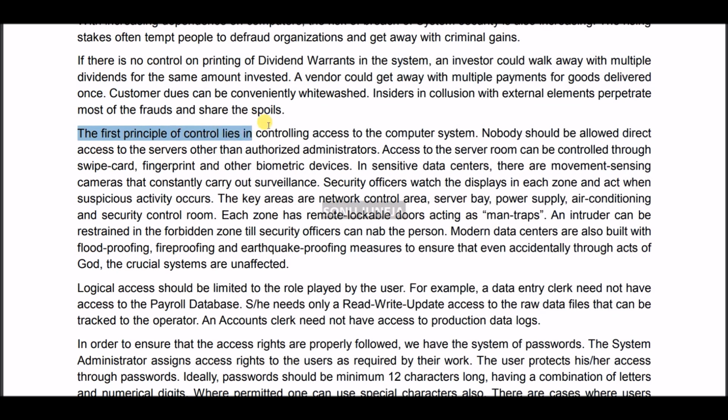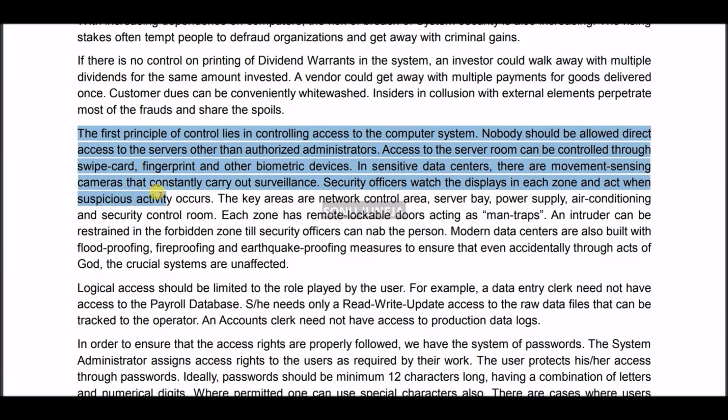The first principle of control lies in controlling access to the computer system. Nobody other than an authorized administrator should be allowed direct access to the servers. Access to the server room can be controlled through swipe cards, fingerprints, and biometric devices. In sensitive data centers, there are motion-sensing cameras that constantly carry out surveillance. यानी कि आप सिस्टम में जैसे ही वॉक इन कर रहे हो, the way you are moving, the way you are processing, they are being checked. Security officers watch the display in each zone and act when suspicious activity occurs.